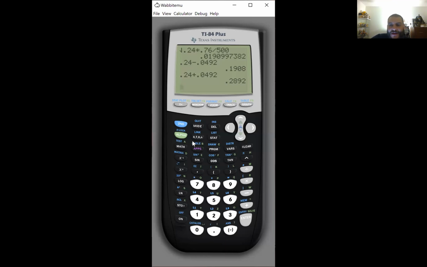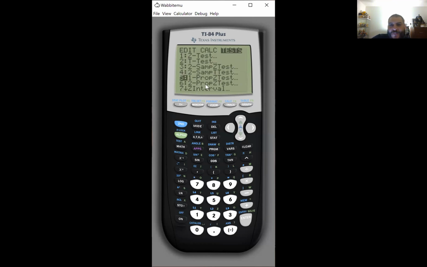In your calculator, you wanna go right here where it says stats. You wanna go where it says tests. Let me show you again, in case you got lost. You wanna go to the stats button, move it over where it says tests, and for this one, you wanna go where it says number 5.